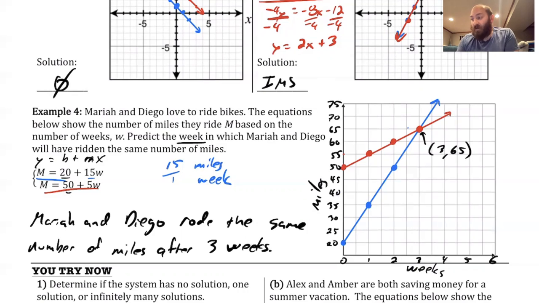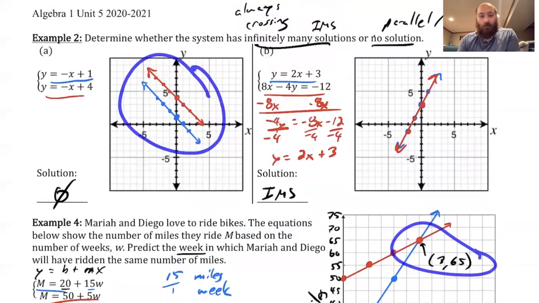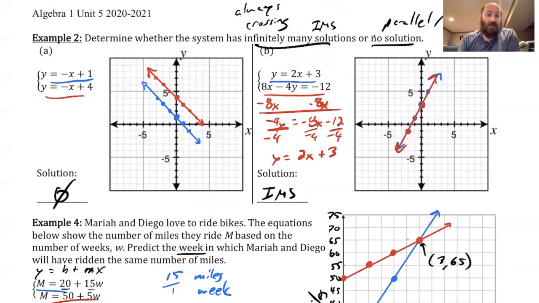So we're graphing. The goal is, can I find a point where two lines cross? If I can, that's my solution. Or I can't, or they're always crossing. All right, that's it for our graphing of our system of equations.